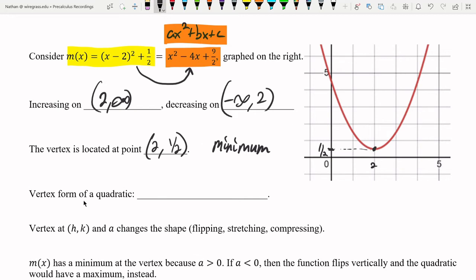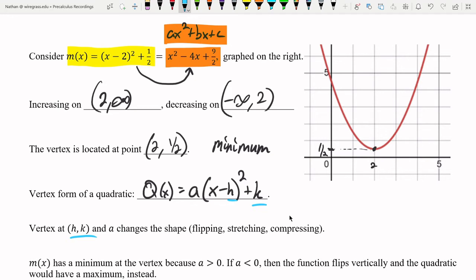So the vertex form of a quadratic is a special way of writing it. I'm going to write it like q of x for quadratic equals a times (x minus h) squared plus k. And in a different color here, (h, k) is the location of the vertex. The value a changes the shape, so it can either flip it, stretch it, or compress it.